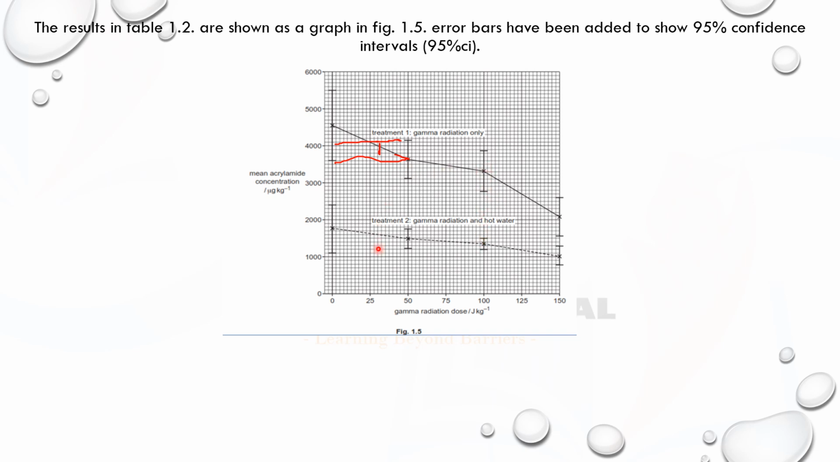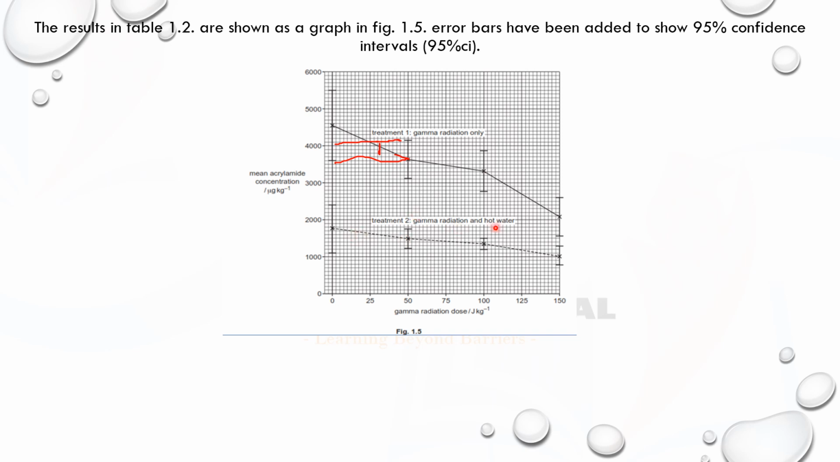Apart from that, you can see that it does not overlap. Now there's a significant difference between treatment 2, gamma radiation and hot water. On the same dosage, look at it, 0 and 0. This is treatment gamma radiation only. This is gamma and hot water. At the same dosage, 0 and 0, they do not overlap. In each gamma dosage, there's no overlap. That means there's a significant difference between them. That means hot water has an effect.